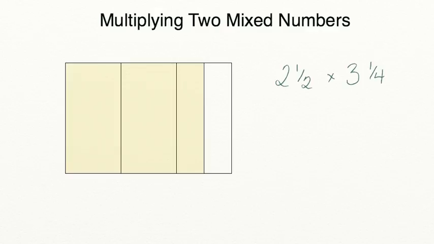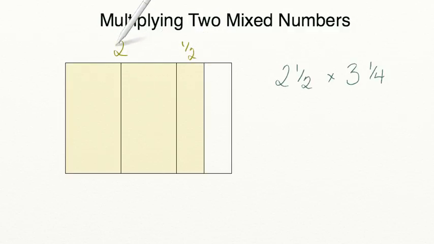We are going to begin today by multiplying 2 1/2 times 3 1/4. Now, we are going to do this by using the area model. I already have part of the area model set up for you. Our first number is 2 1/2. So I have 2 wholes and then 1/2 of a whole shaded in.